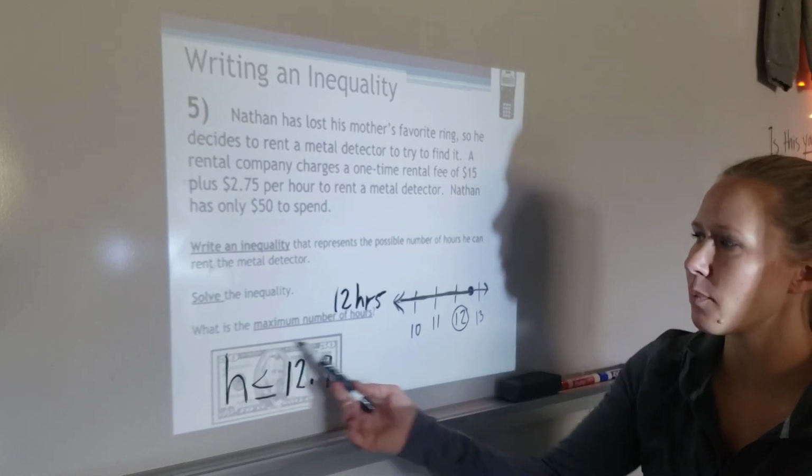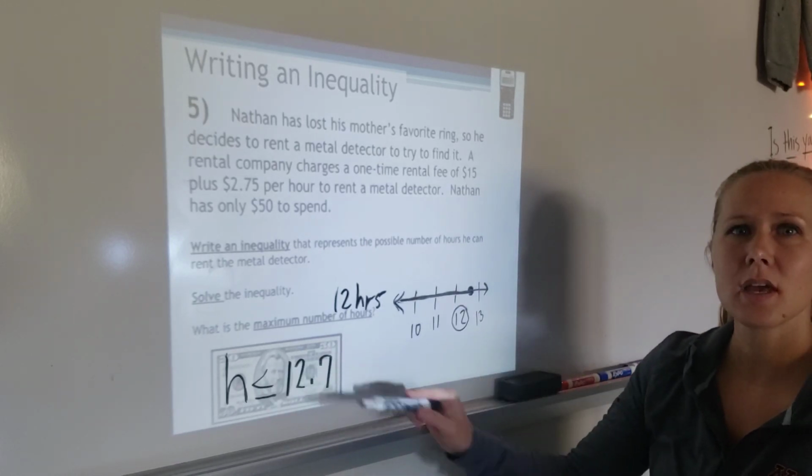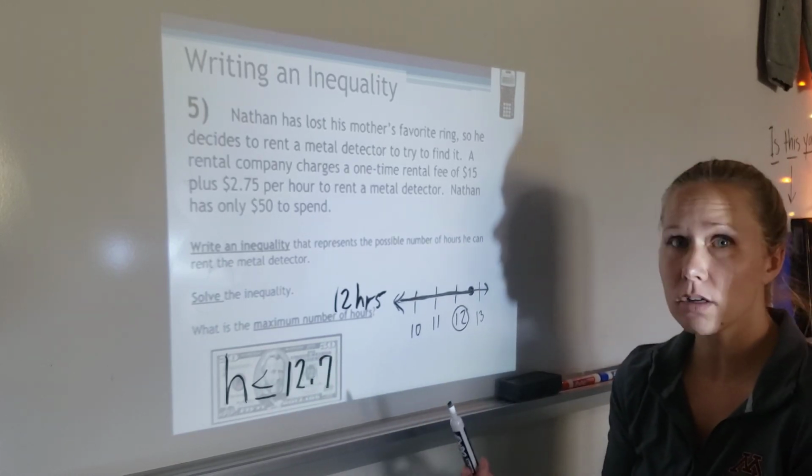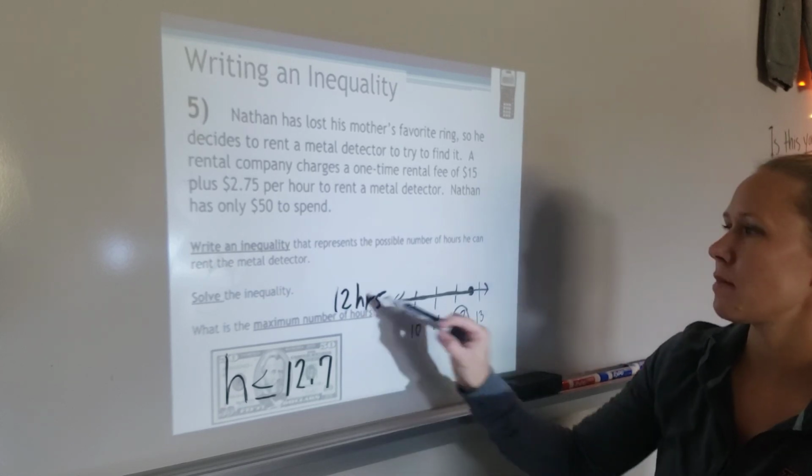So this inequality represents all the possibilities, because you could really rent it for like 10 hours or 4 hours, right? But the max would be 12 total hours.